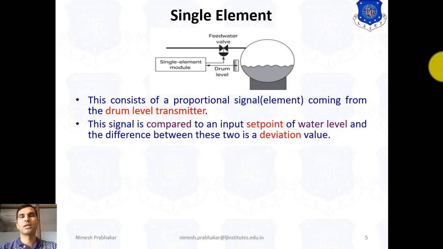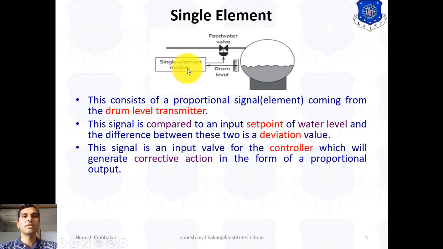This signal is compared to the input set point of water level, and the difference between these two is the deviation value. That means the signal is compared with the desired value, and we know that if the error signal is not 0, there is a deviation. So this signal is an input value for the controller, which will generate the corrective action in the form of proportional output. That means this controller generates the corrective action to control the water level.